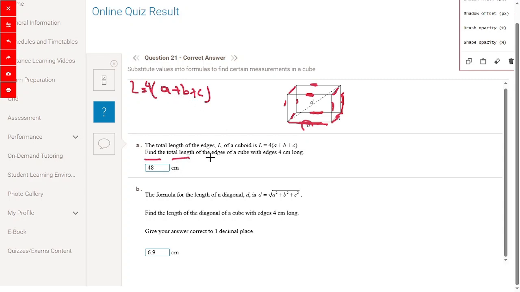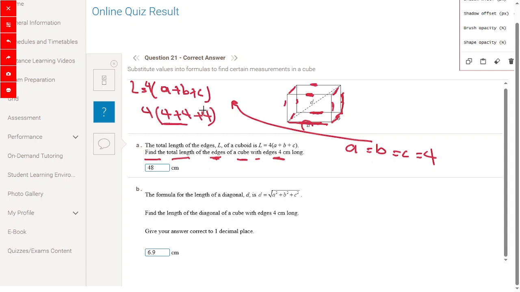Now find the total length of the edges of the cube with edges 4 centimeter. That means A equal to B equal to C equal to 4. So substitute in the equation here. We have 4 plus 4 plus 4, all multiplied by 4. 4 plus 4 is 8, plus 4, 12. So 12 multiplied by 4 is 48. So the answer here would be 48.